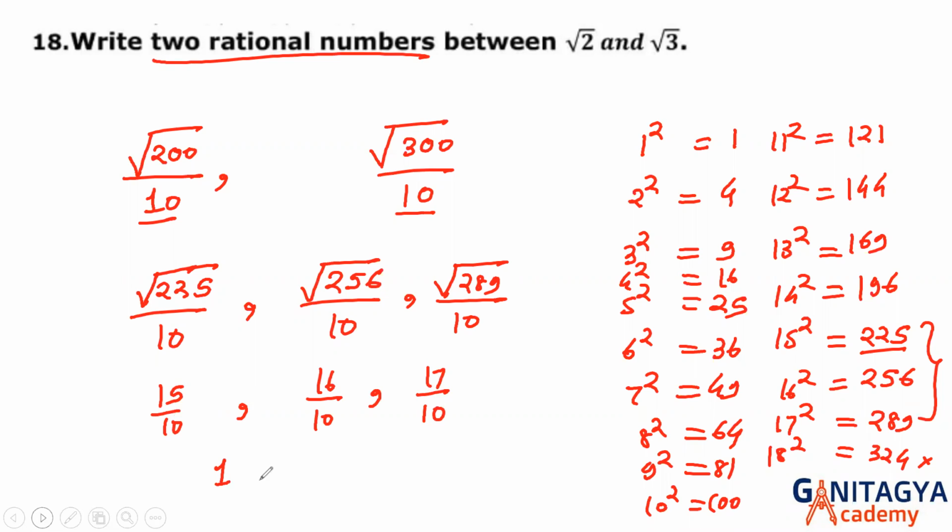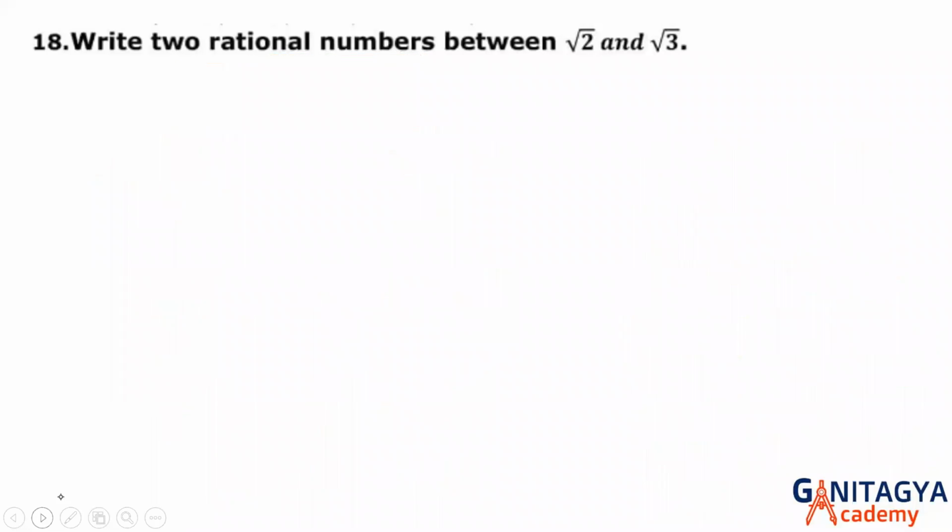So this is 1.5, then 1.6 and 1.7. Okay, please write it down. They asked for two numbers, we have written three numbers. Okay, this is very much clear. So let me move to the next question.